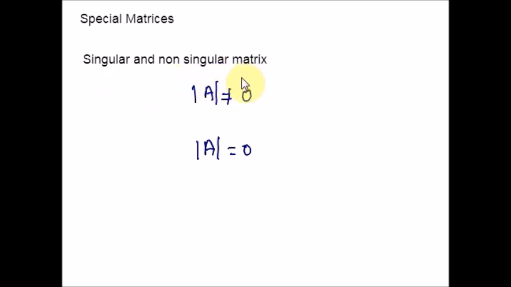Any square matrix A is said to be non-singular if the determinant is not equal to 0. In the same way, a square matrix A is said to be singular if the determinant is equal to 0. Here, the determinant is denoted by |A|. It means the corresponding determinant of a square matrix. Let me write an example.